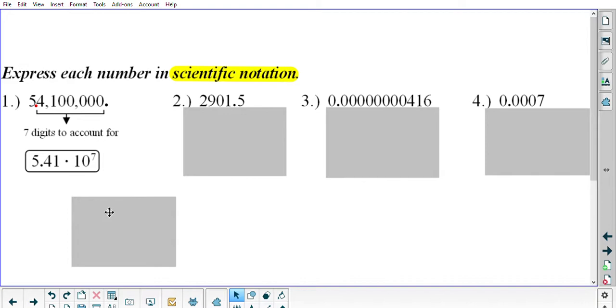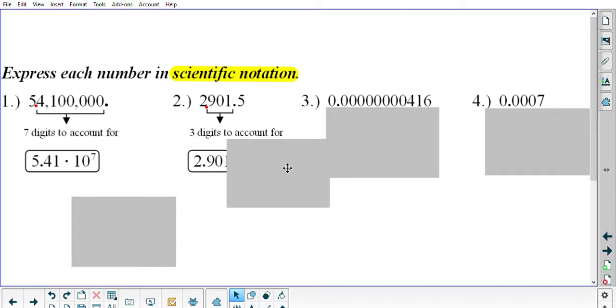Problem number 2. We have 2,901.5. We need to write it in scientific notation. Where do we need to put the decimal point so that this ends up being a number between 1 and 10? Well, it needs to be between the 2 and the 9, because that would make it 2.9015, which is between 1 and 10. How many digits do we have to account for? Well, the decimal point used to be between the 1 and the 5. Now it's between the 2 and the 9. That's 3 digits that we have to account for.